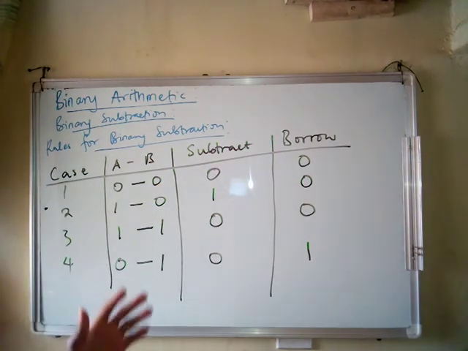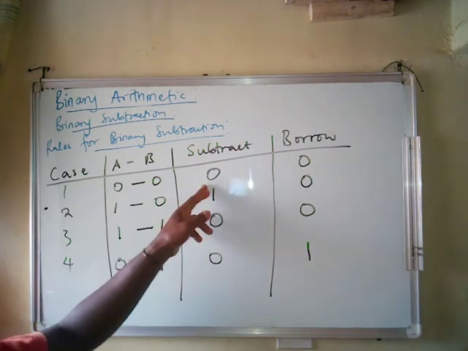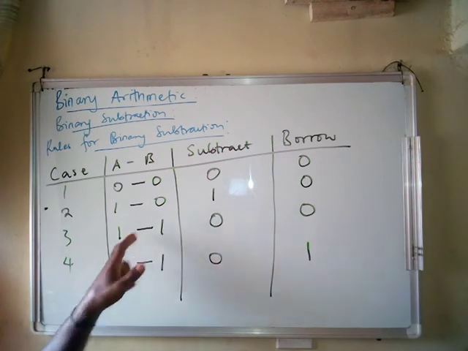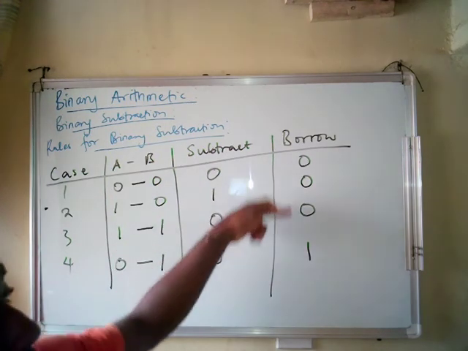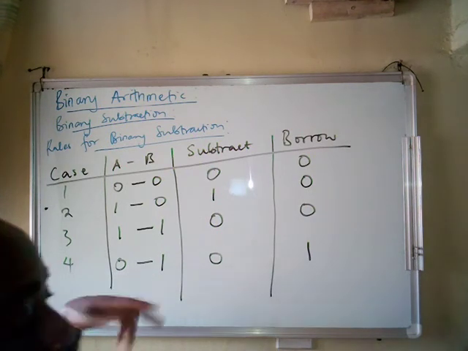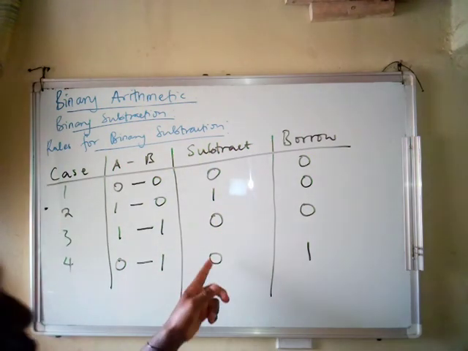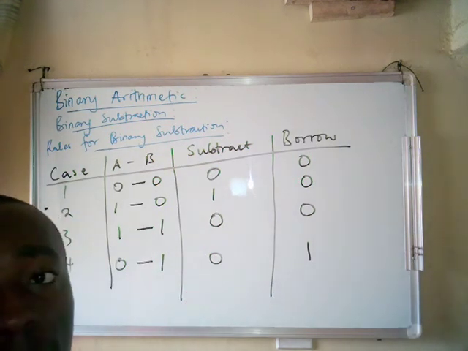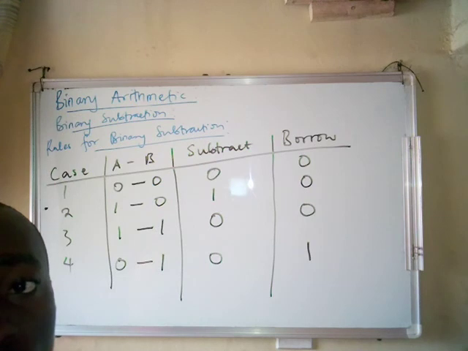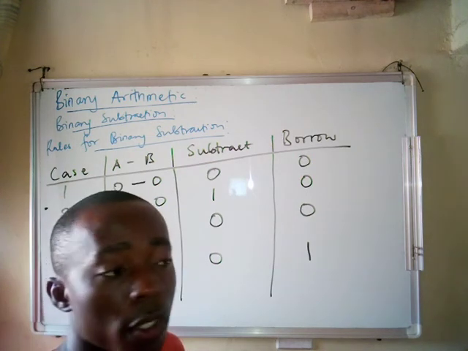So just like your usual subtraction, 0 minus 0 is 0. 1 minus 0, of course, is 1. Sorry, 1 minus 1 is 0. No borrowing. But 0 minus 1, of course, 0, nothing. You can't pull out 1 from it. So it will still give you 0, but your 1, you borrow from the next column. Alright? So that's the table. That's like the simple table for it.